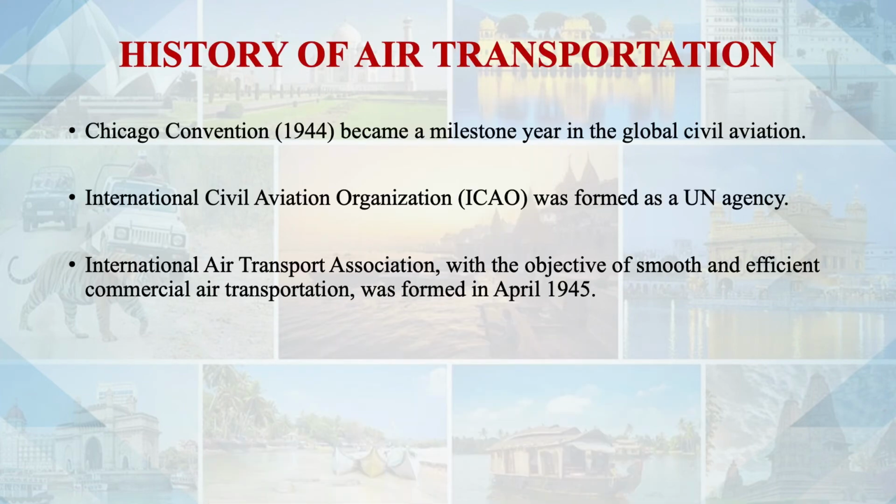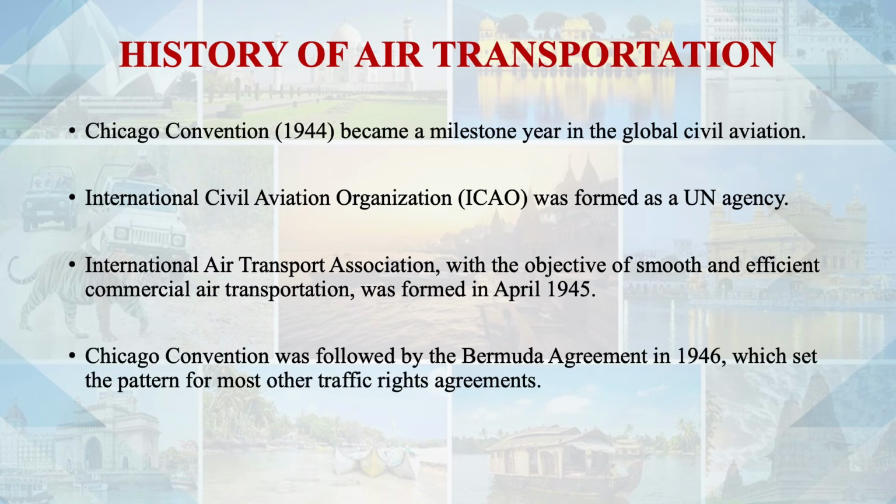Another agency formed was the International Air Transport Association, which we quite commonly call IATA. It was formed with the objective of smooth and efficient commercial air transportation, and it was formed in 1945. The Chicago Convention was followed by the Bermuda Agreement in 1946, which set the pattern for most of the other traffic rights agreements.